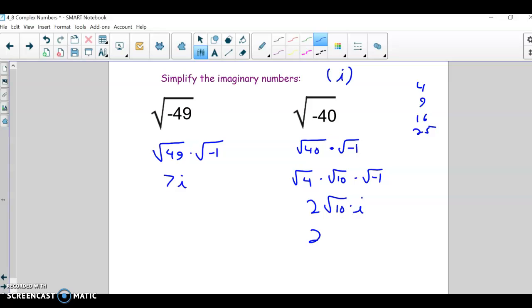Okay, and oftentimes they're going to write the square root part at the end. So they're going to put the i there. Otherwise, it looks like the i becomes underneath that radical, which is not what we want. So oftentimes they'll write 2i and then radical 10 like this.